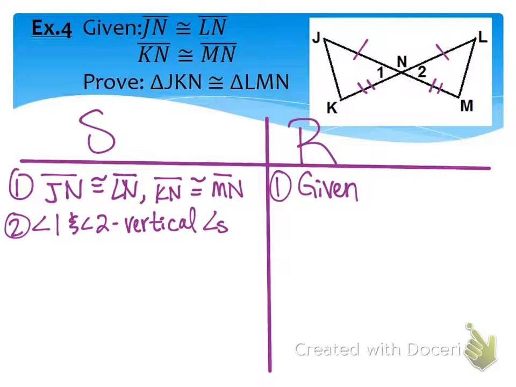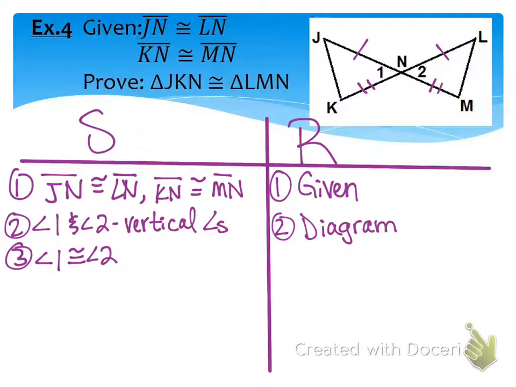Does anybody remember why we can say that? It's not quite given, but it's close. Kobe? Good. We can assume that from the diagram. If they show us a diagram, we can see that angles 1 and 2 are vertical angles. So you could put assume from diagram or just diagram. Because they are vertical angles, what else do we know about them? They're congruent. So our third step would be to say angle 1 is congruent to angle 2.